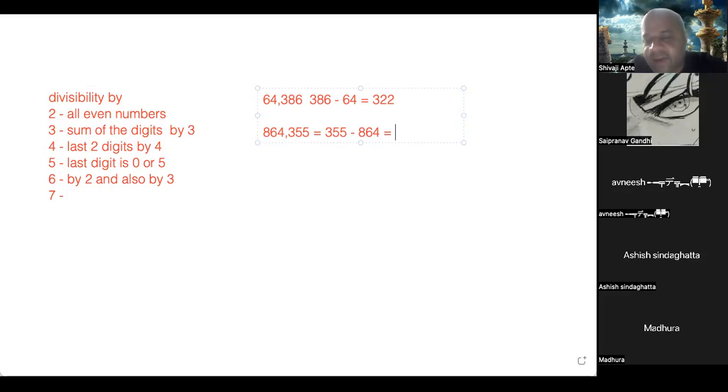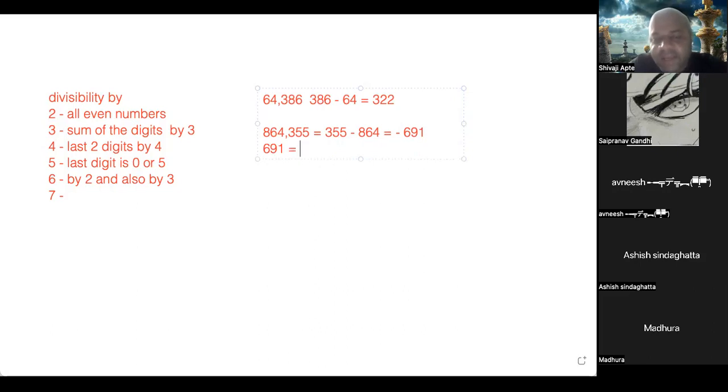Okay, so 5 minus 4 is 1. 5 minus 6, it does not happen, so 15 minus 6 is 9. And 2 minus 8 is 6, so minus 691. So we have to just check whether 691 is divisible by 7, right? 691.